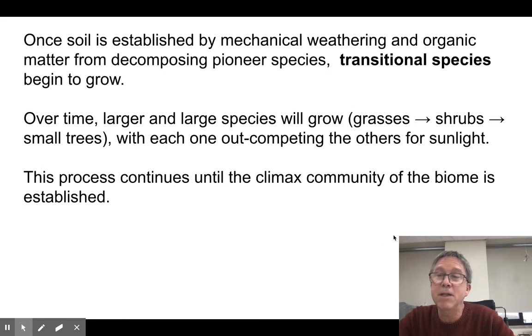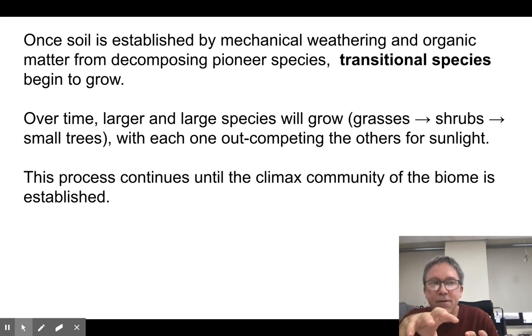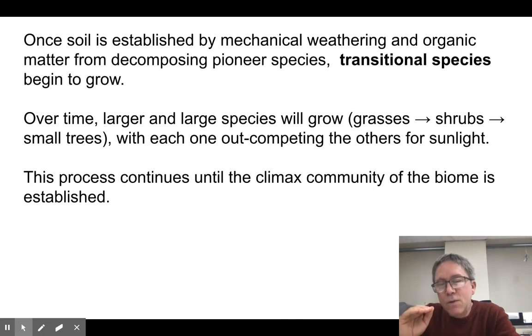And by the way, pioneer species also help with mechanical weathering. They have roots, and they also have structures that hold onto the rock, and it tends to chip away at the rock over time. Once soil finally becomes established through mechanical weathering and the buildup of organic matter from decomposing pioneer species, we start to get transitional species: annual plants, grasses, whatever, that live for 1 year. Then there are ones that live for a few years, like taller grasses and shrubs. And then over time, you get bigger and bigger things growing.